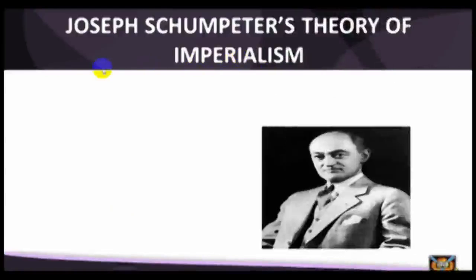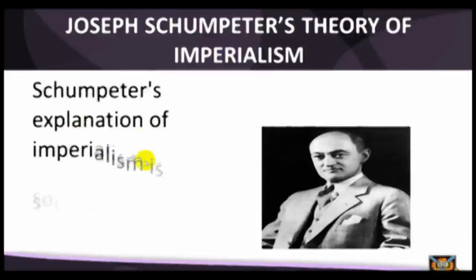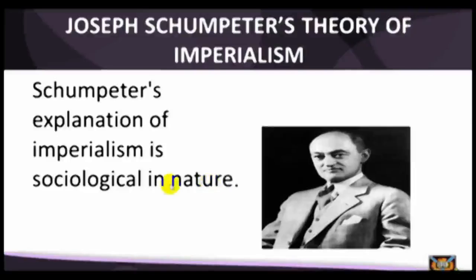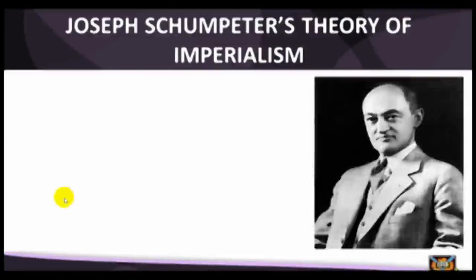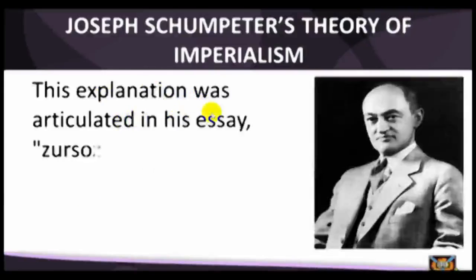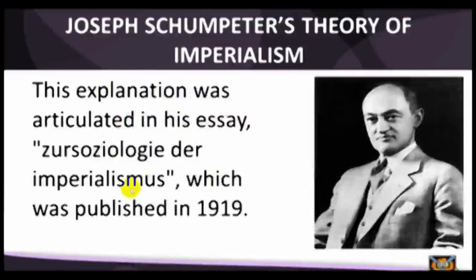Joseph Schumpeter's theory of imperialism. Joseph Schumpeter was an economist born in 1883. He lived and worked as a professor of economics in his native Austria before he migrated to Germany and the USA, and he died in the year 1950. Schumpeter's explanation of imperialism is sociological in nature. This explanation was articulated in his essay, and I quote, "The Sociology of Imperialism," which was published in 1919.